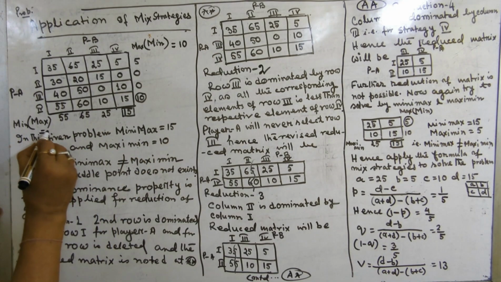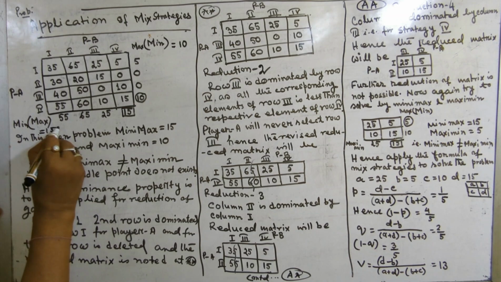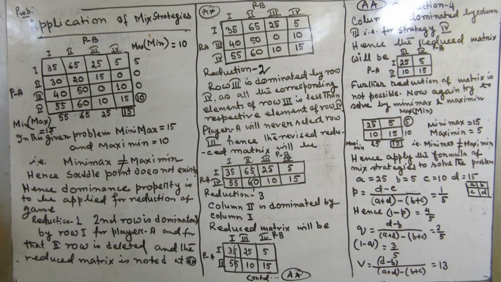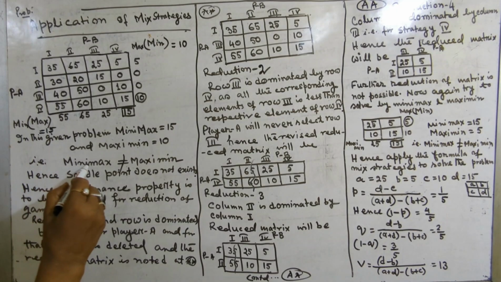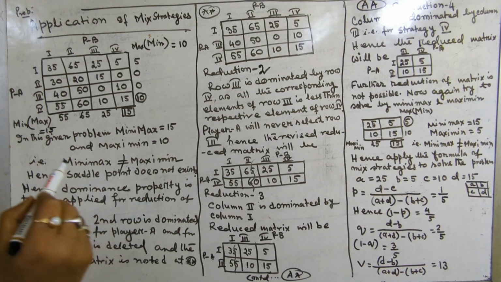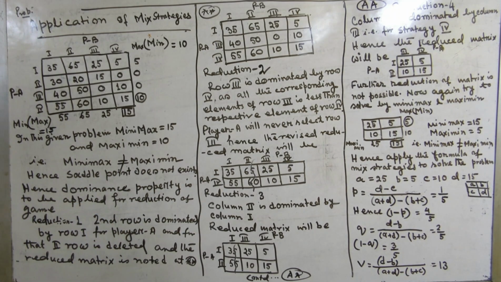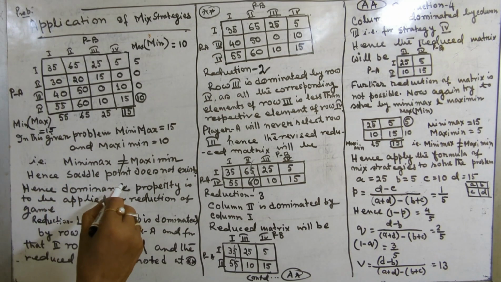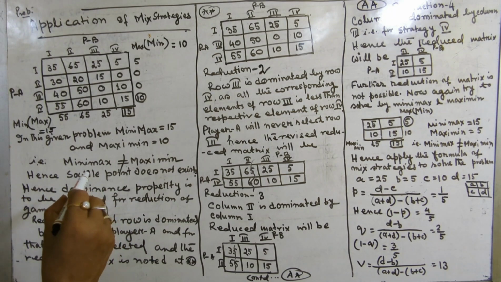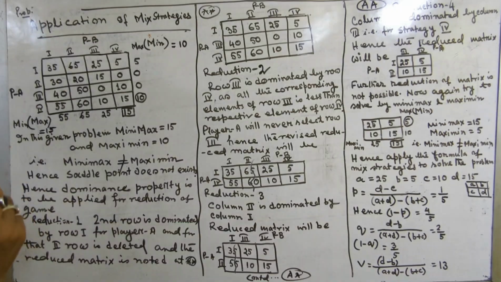The minimax is 50, and you see the maximin and minimax are not the same. That's why you can write minimax is not equal to maximin. That means there is no saddle point in this problem, that is, no equilibrium point and no solution here. Then what do we have to do next? We have to go for the dominance property.